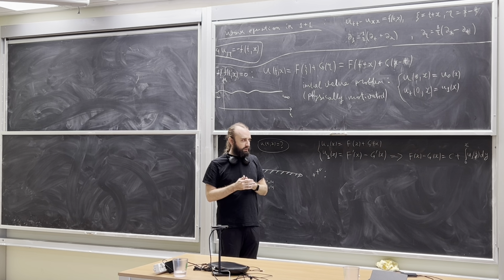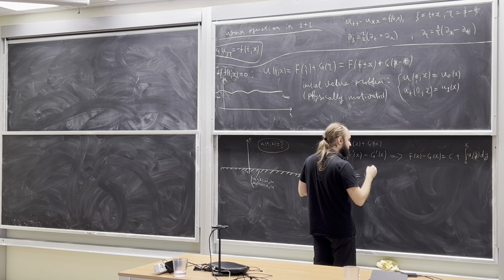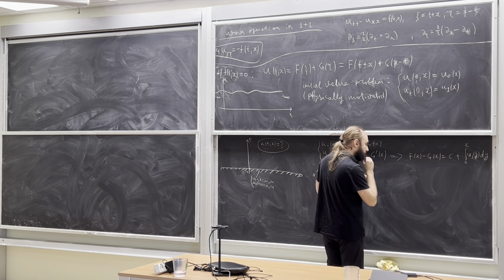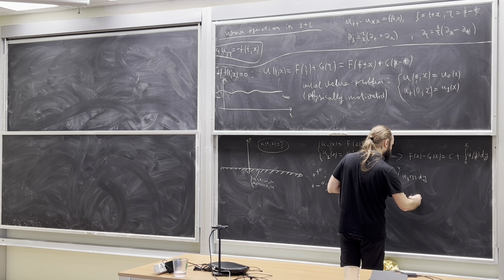So now we can take the sum of these two equations to get f of x equals u0 of x plus c plus the integral from 0 to x of u1 of y dy, and a difference, to get g of x equals u0 of x minus c minus the integral from 0 to x of u1 of y dy.